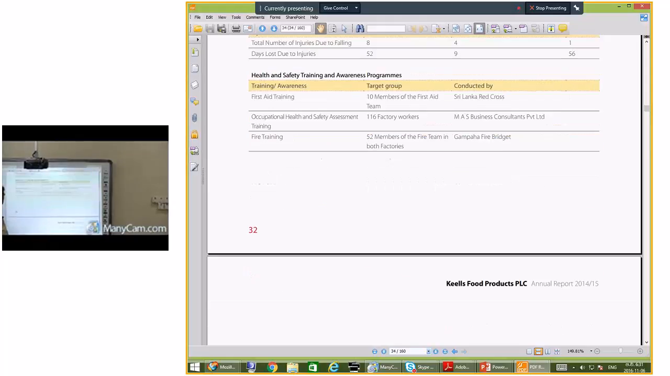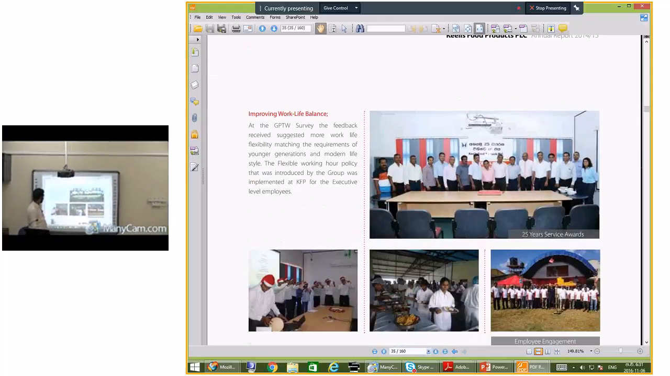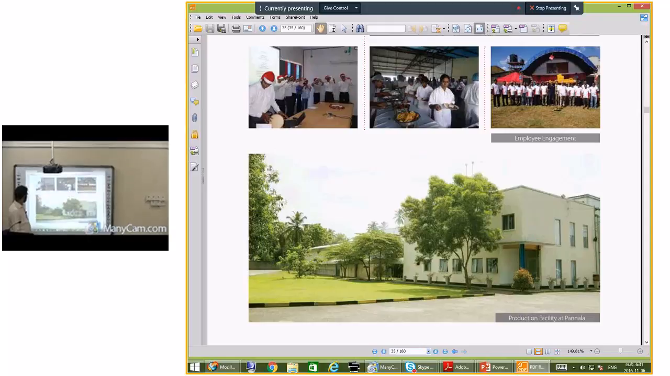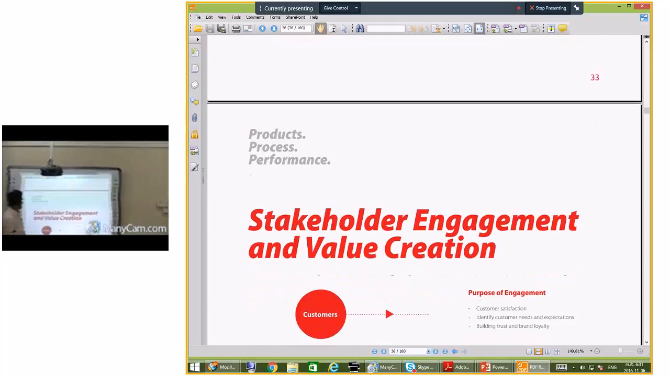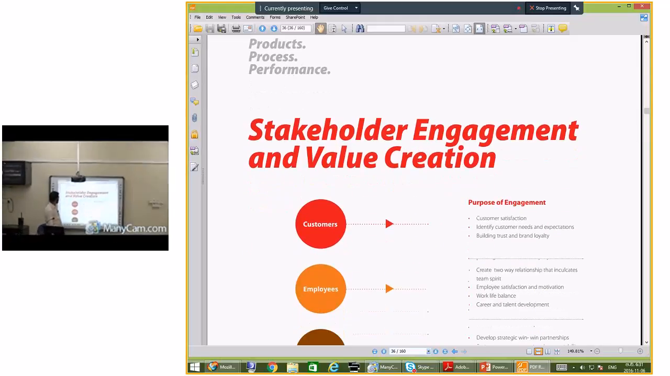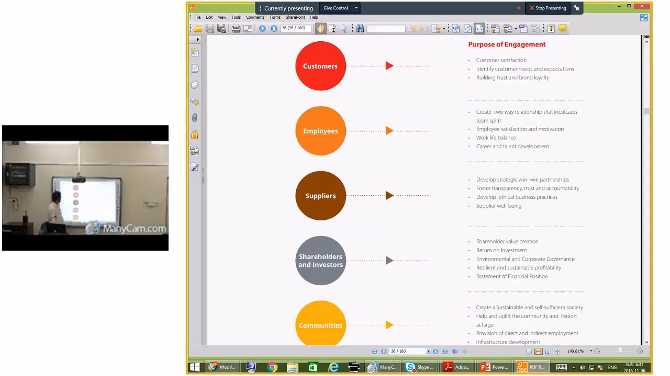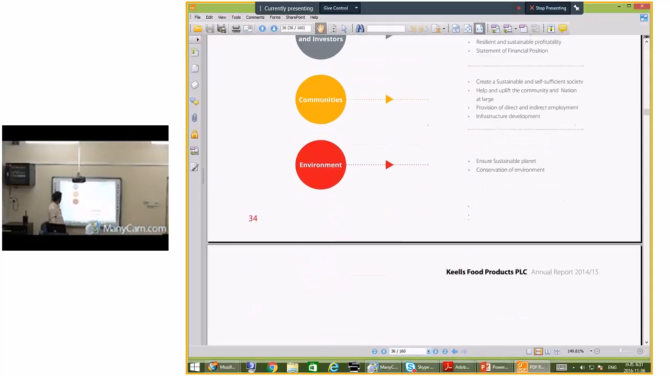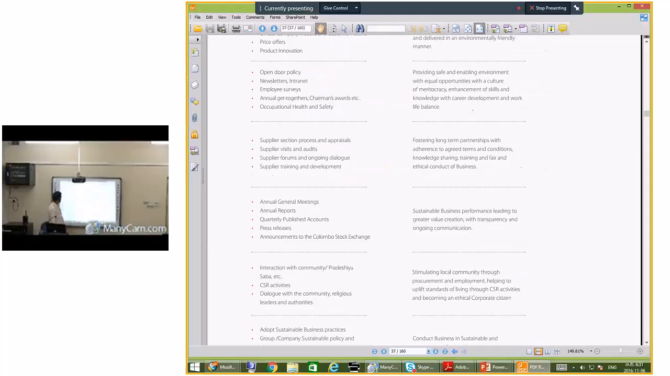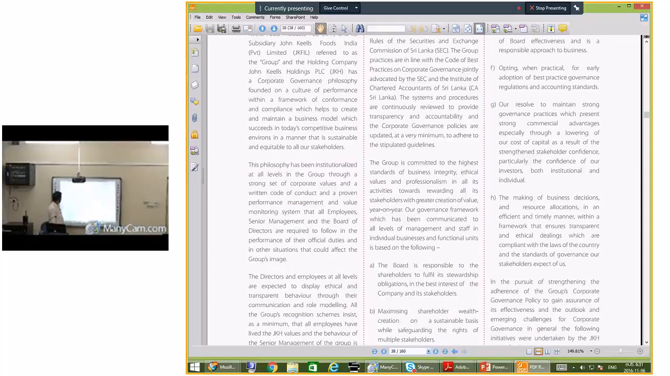In some organizations they reveal the best employee in each sector, section or branch. Then stakeholder engagement and value creation. You can see those details, right? Value added statements. Then corporate governance and good governance.